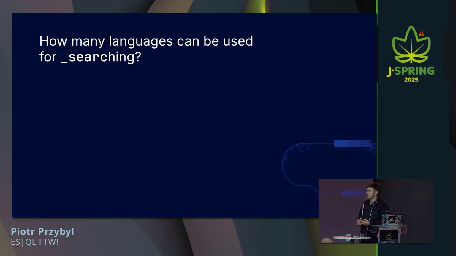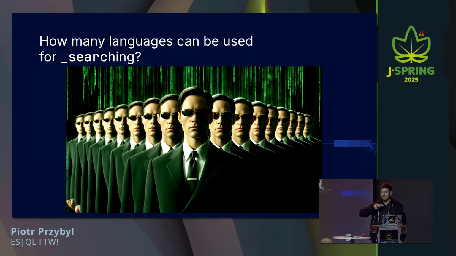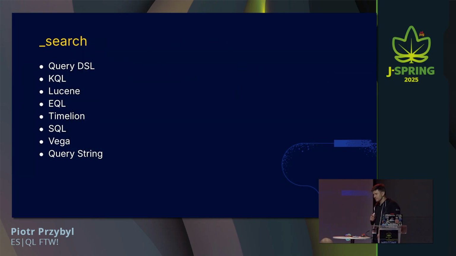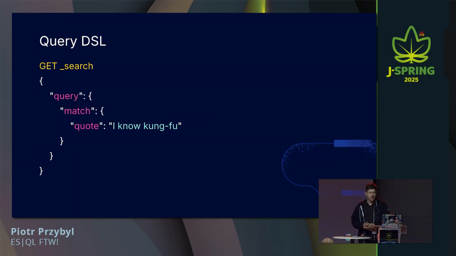The question to you, dear friends: how many languages can be used to hit the underscore search endpoint? We got 5, 4, 3. Two are frequent: there's query DSL and there's Kibana query language. The answer is many, and I think there are 8. If you really want to go native, you go Lucene, and there are more languages that were developed and used over the years for specific applications.